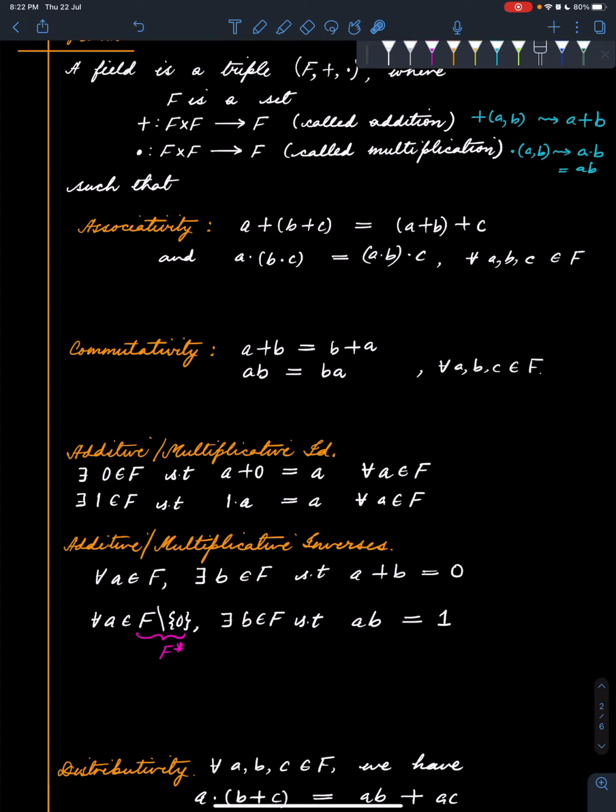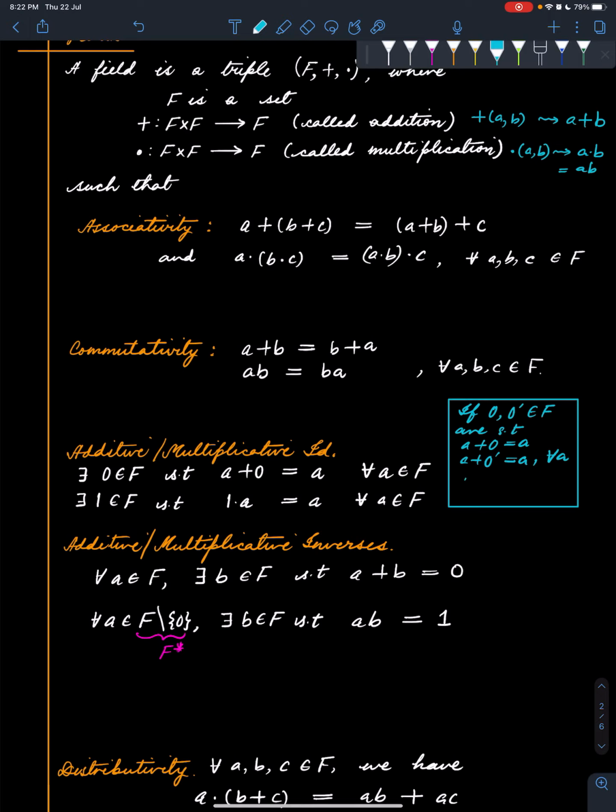So meaning the axiom only demands that there is one such thing, but what I want to say is that there is only one such thing. So let's say 0 and 0 prime in F were both additive identities, meaning A plus 0 equals A and A plus 0 prime equals A for all A. Then I want to say that 0 is equal to 0 prime.